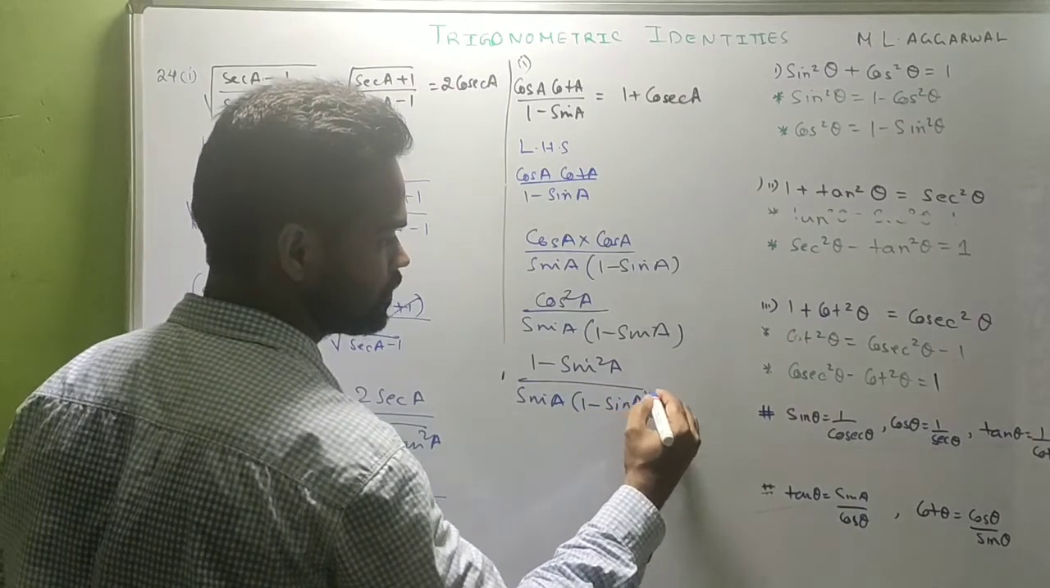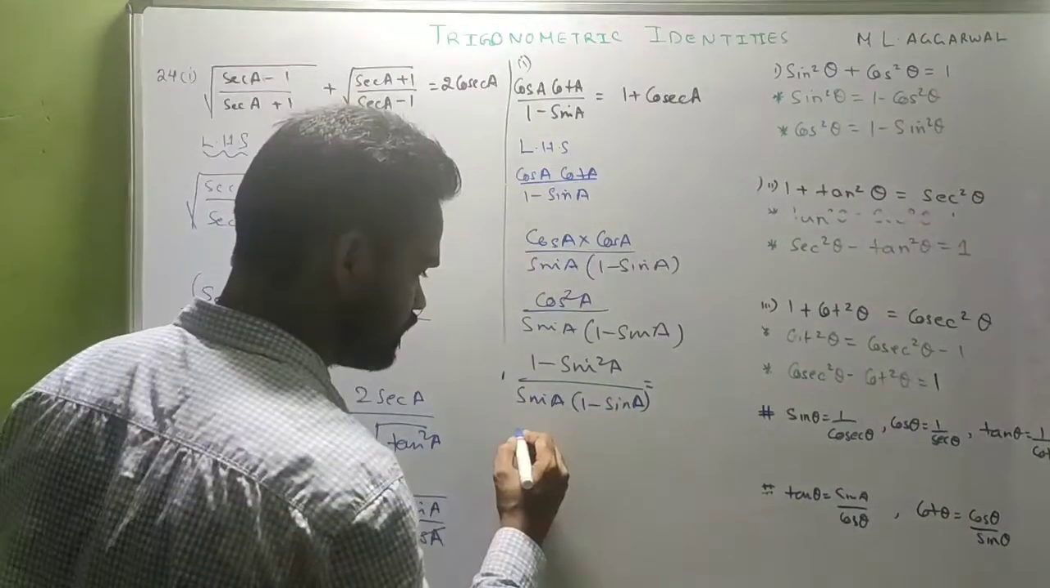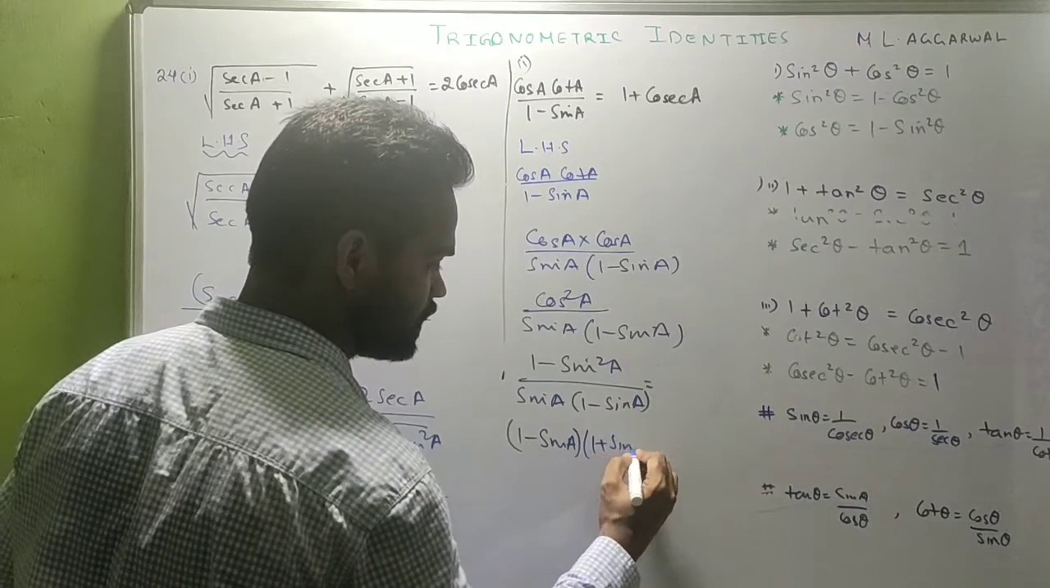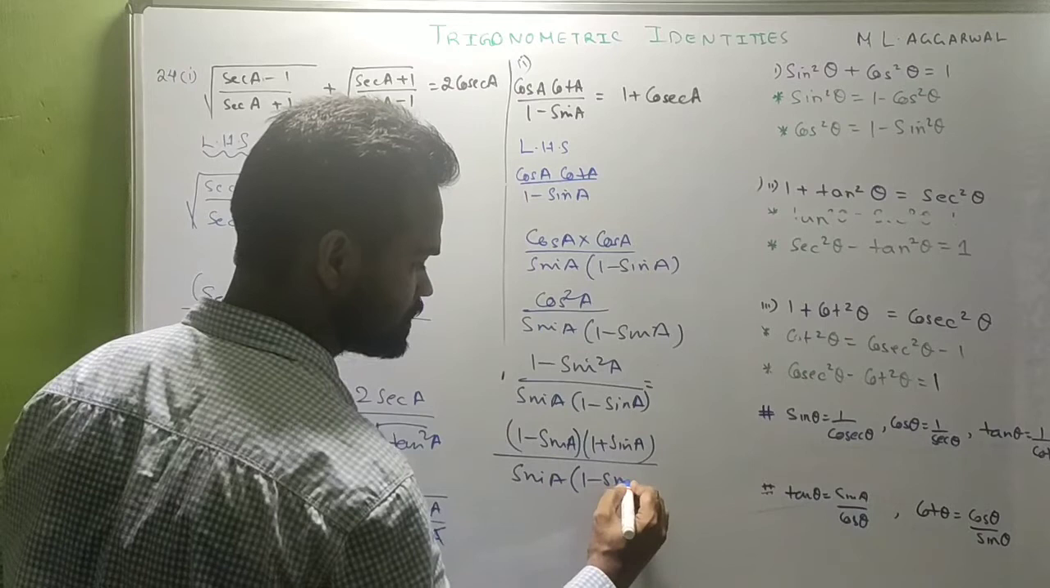Just look carefully. Now 1 minus sin square A, can I write a square minus b square, which is a minus b multiplied by a plus b? Can I write like this? In the denominator we have sin A, 1 minus sin A. Just look over here.